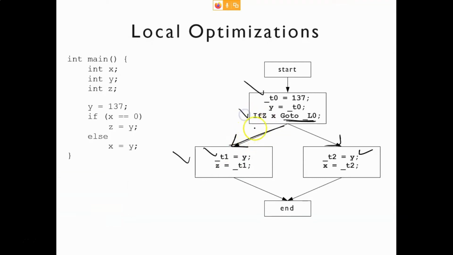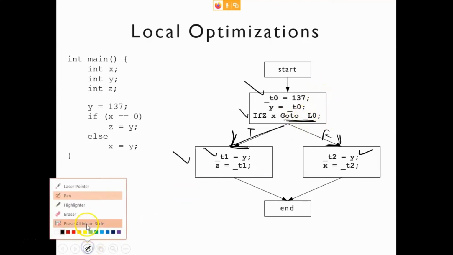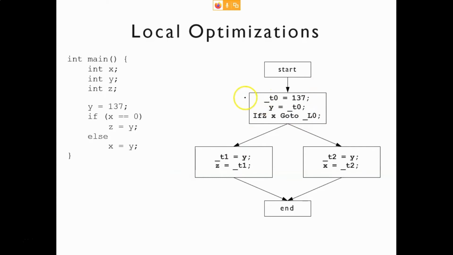How to make the edges, this also we saw in the last class. For every conditional goto statement there will be two edges, one on the true branch and another on the false branch. Whenever you have an unconditional goto, there will be only one edge. Now local optimization says that inside this basic block, don't worry about these other things, just do your optimization inside this basic block.